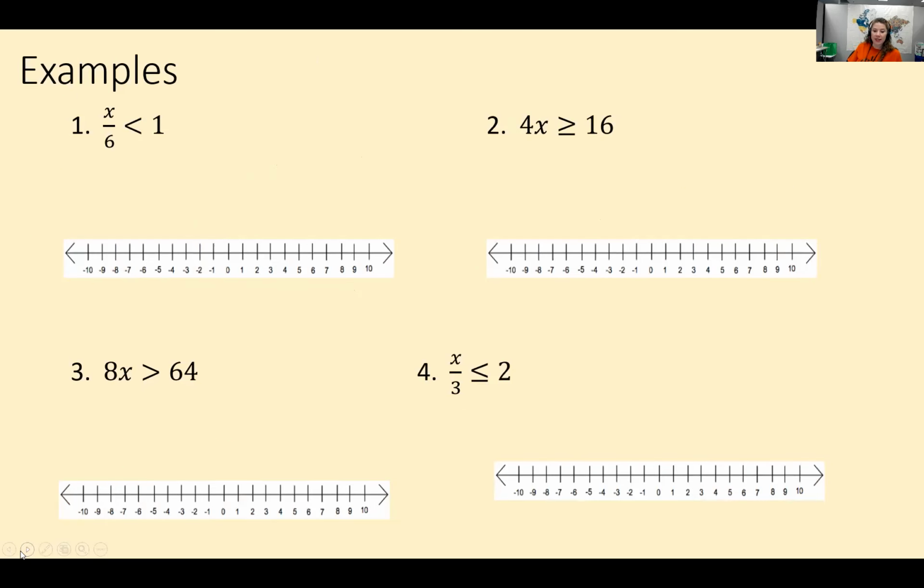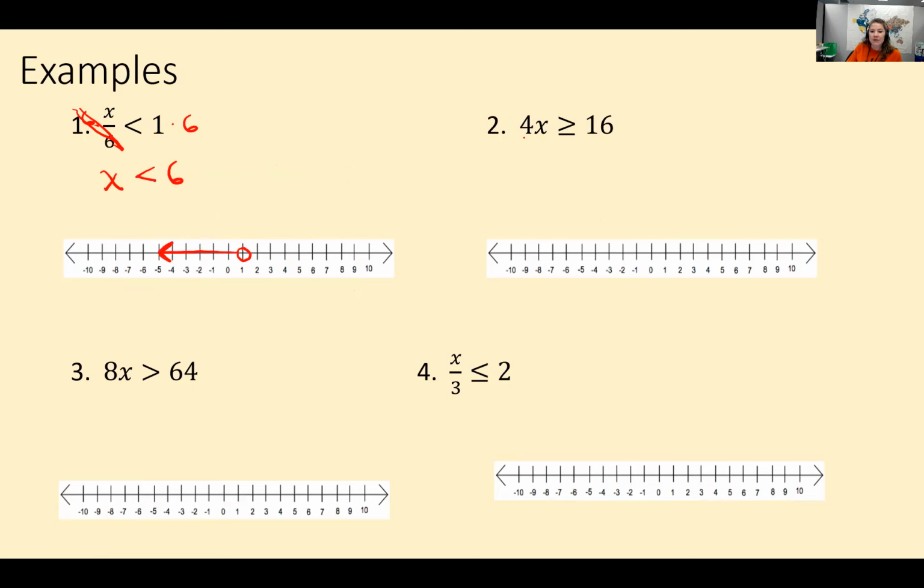All right, so let's try these. Uh-oh, I just realized number 2, my number line's not going to work. No, yeah, well, just kidding. All right, number 1, x divided by 6. What's the opposite of dividing by 6? I'm going to multiply both sides by 6. 6 divided by 6 is 1, and 1 times x is x, less than 1 times 6 is 6. I find a positive 1 on my number line, and my arrow points to the left.